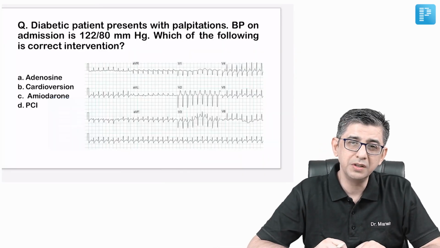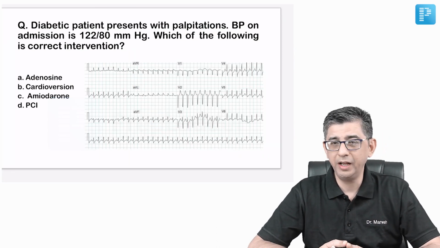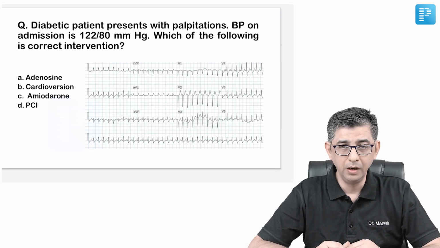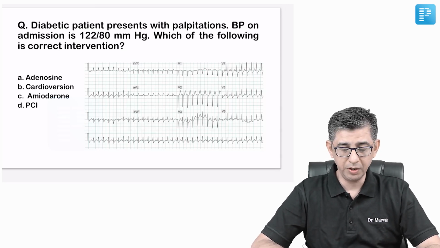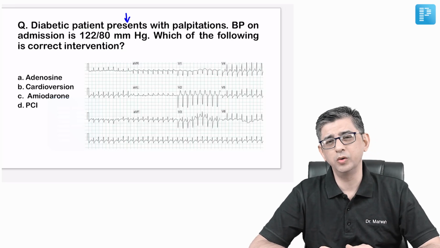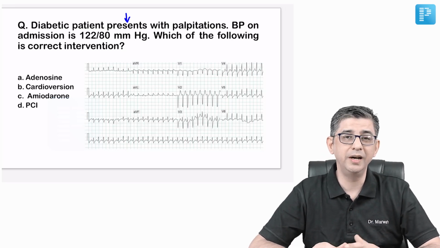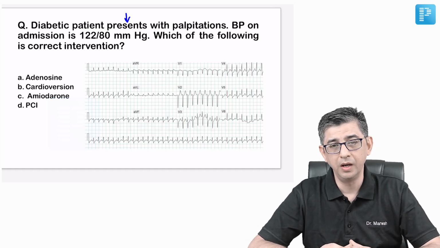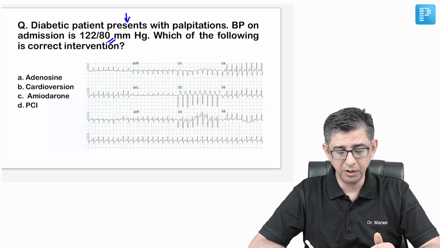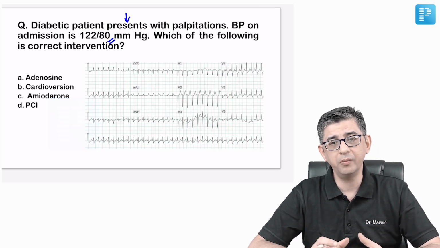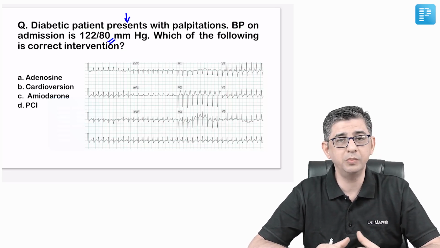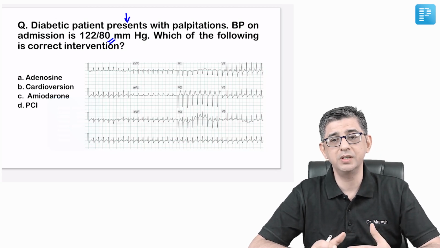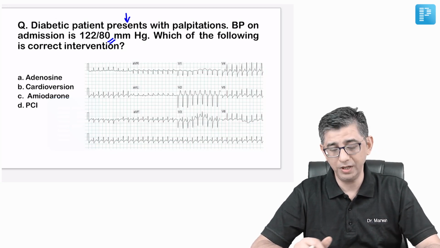Moving on to the second question, it talked about a diabetic patient presenting with palpitations. The blood pressure on admission is 122/80. Initially, when you read about a diabetic patient having a cardiac issue, you think it could be myocardial infarction, like a silent MI, because diabetics, due to neuropathy, may not perceive chest pain. But the blood pressure of the patient is in the normal range. Normally in MI, there is a lot of sympathomimetic stimulation due to the chest pain component. So it is unlikely that this is a presentation of MI, but let's scan through the ECG.